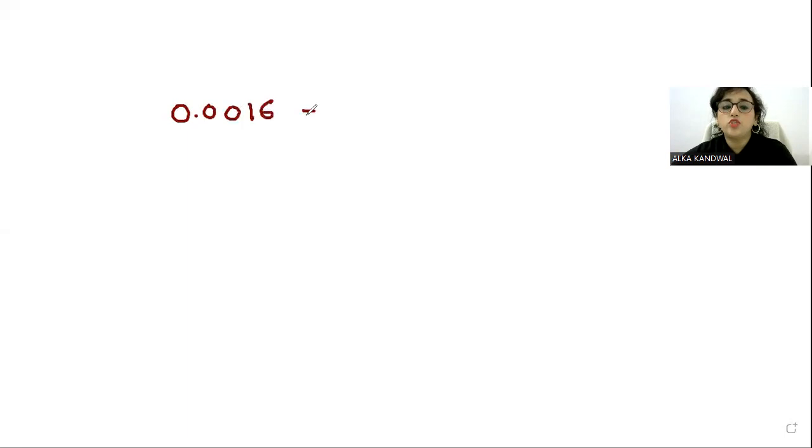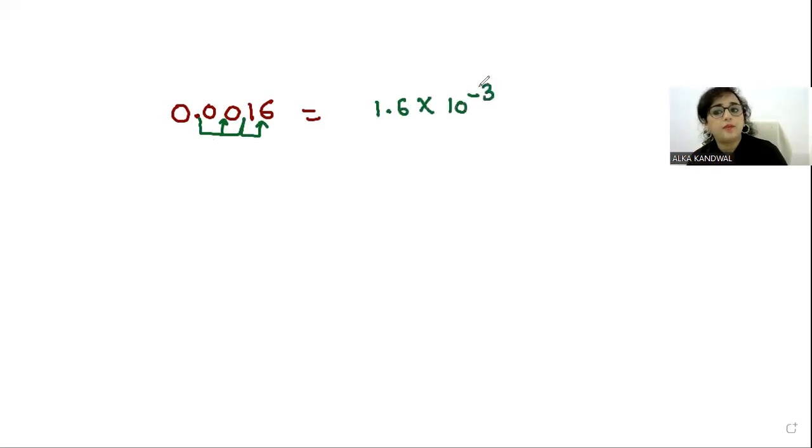0.0016 है. इसको मुझे exponent के form में represent करना है. तो हमने क्या करना है? ये decimal कहाँ है? यहाँ है. इस decimal को कोशिश करो यहाँ पे लाने की. कहाँ पे? यहाँ पे. इस वाले point में. तो हमको कितने jump करने पड़ेंगे? One jump, two jump and three jump. तो हम ऐसे लिखेंगे 1.6 into 10 to the power of minus 3. Left side से right आने में कितने jumps करने पड़े? Three jumps. So the exponent becomes minus 3.